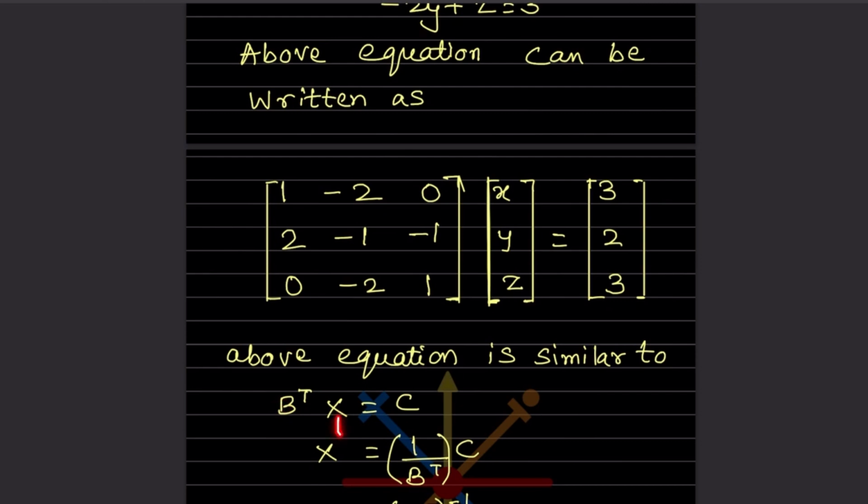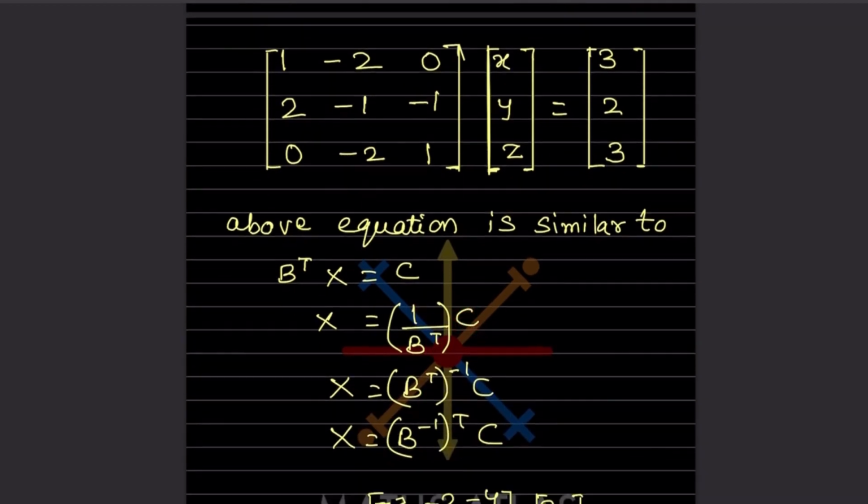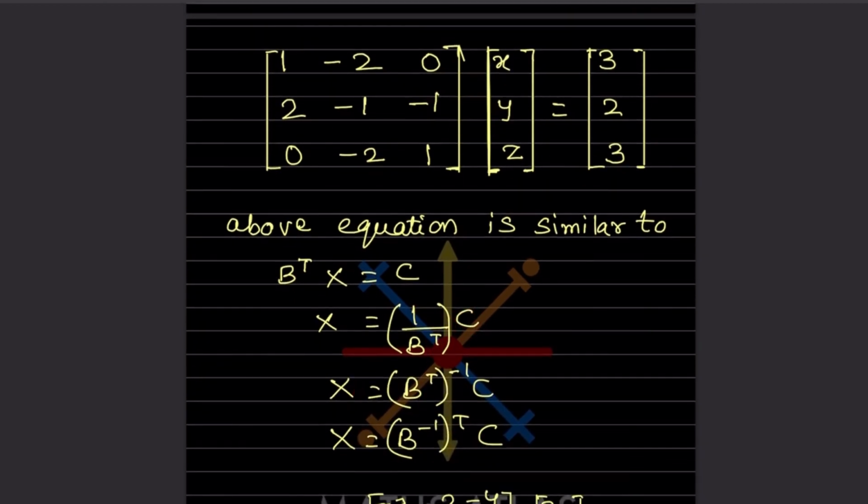So when we want to find out the value of x, that will be, when you take it to the other side, 1 by B transpose, and this is C. And when you take this in the numerator, that will be the inverse of B transpose. And we can also write this as, we can take minus 1 inside, because if you write here minus 5 into 1 or 1 into minus 5, both are the same.